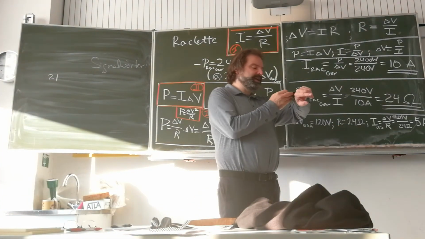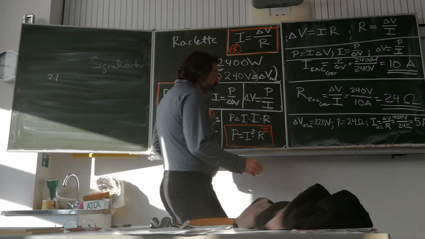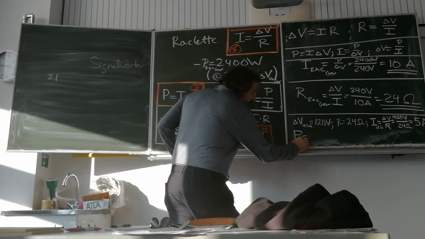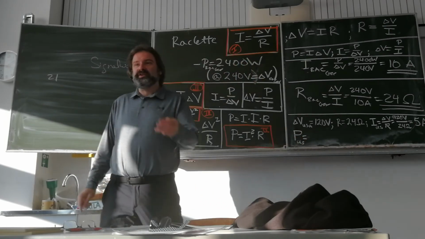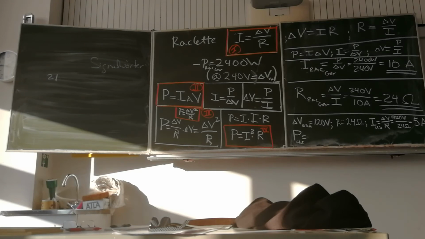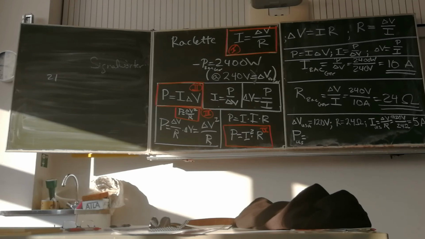Okay, now let's go to power. How much power would we be getting in the U.S. out of our raclette set when we plug it in? Which equation do you want to use? You actually have how many options? Three. Again, we have three friends that we all know: I, delta V, and R, but we only need two of them on our trip because we only have three tickets, so we can eliminate one. Okay, so one, two, three. Which one do you want to use?